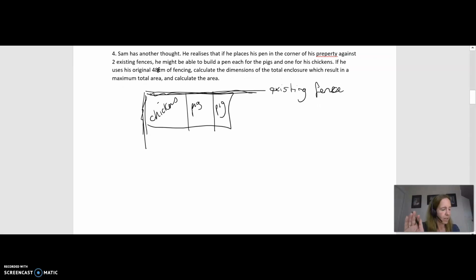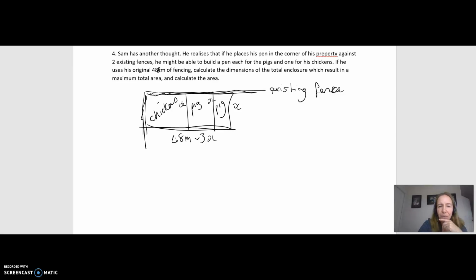Diagram not to scale, special conditions apply. So, calculate the dimensions of the total enclosure, which result in a maximum total area. So he's got 48. So if he makes this x, he's going to need x there, and x there. And then this length over here would be 48 meters minus these 3. They would all need to be the same.